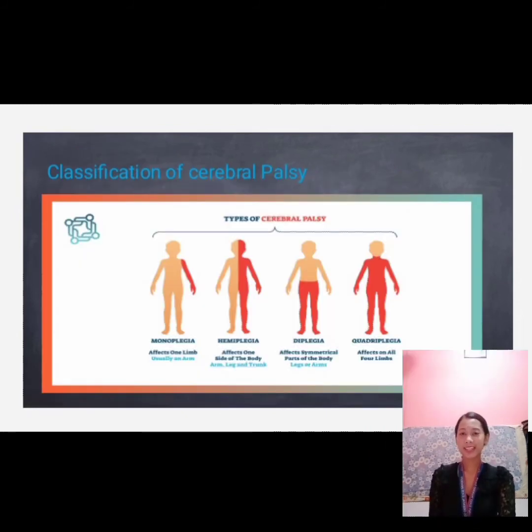The next slide is the classification of cerebral palsy. There are four classifications. The first one is monoplegia, which affects one limb, usually an arm. The next one is hemiplegia, which affects one side of the body, arm, leg, or trunk. The third one is diplegia, which affects symmetrical parts of the body, legs or arms. And the fourth one is quadriplegia, which affects all four limbs.